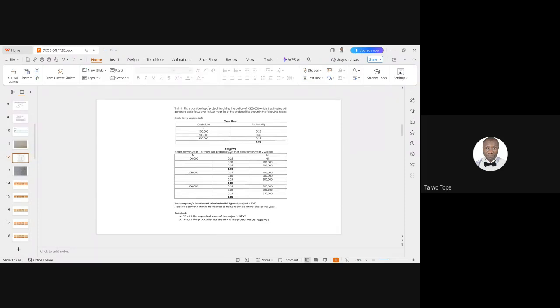This is a question. I believe you can see this question. Tintin PLC is considering a project involving the outlay of 300,000 naira, which it estimates will generate cash flows over its 2-year life at the probabilities shown in the following table. Now we have cash flows for projects. For you to experience this cash flow, what will you do?